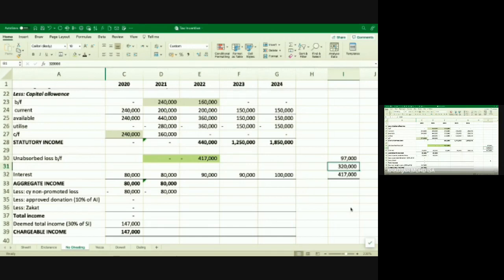So it means that you understand. So that's how it works. For aggregate income 2022, what will be your aggregate income?